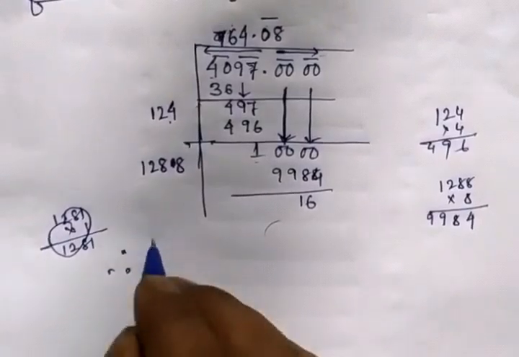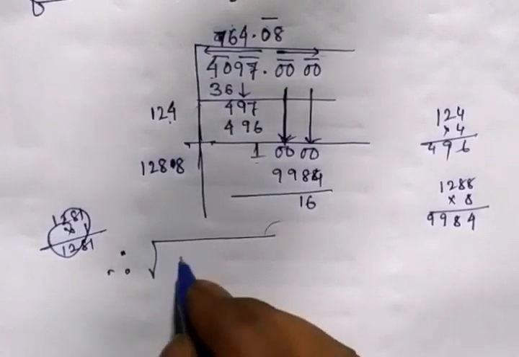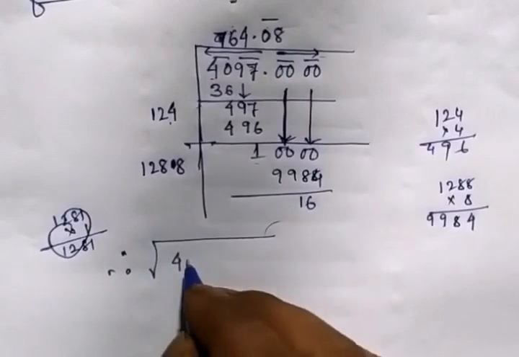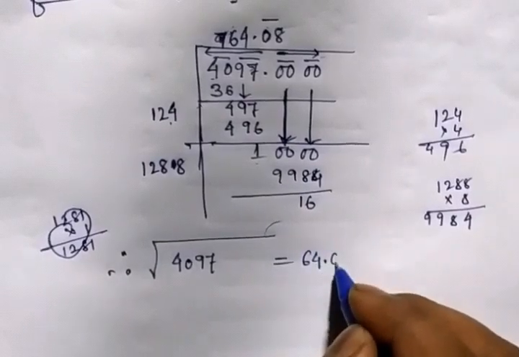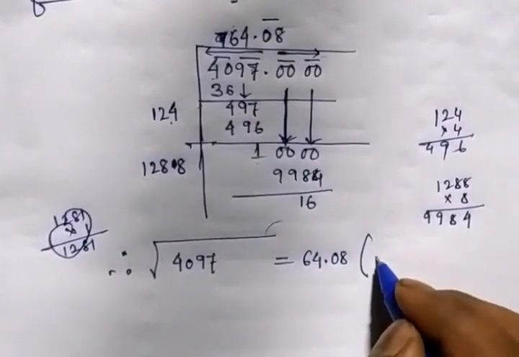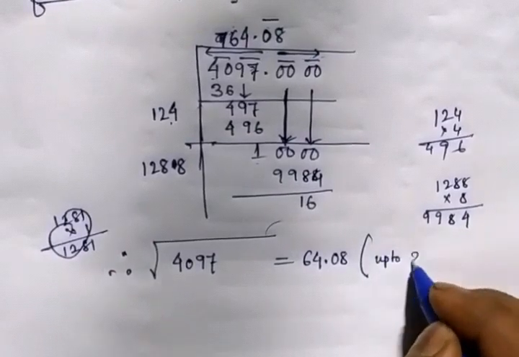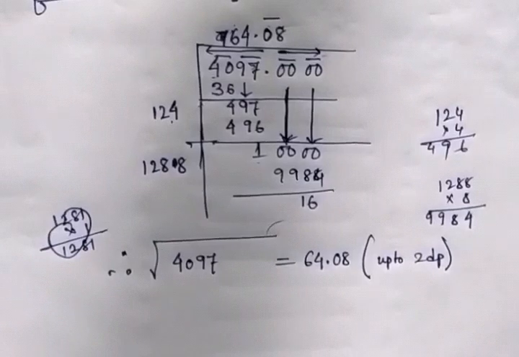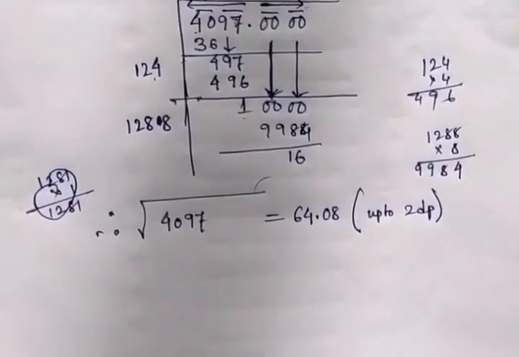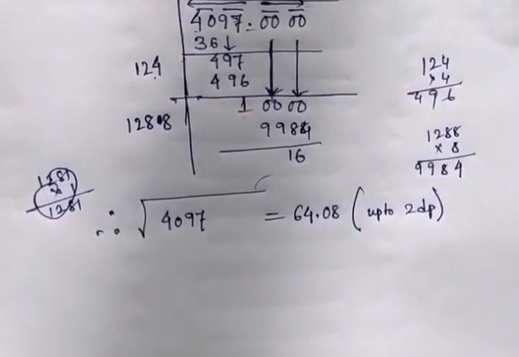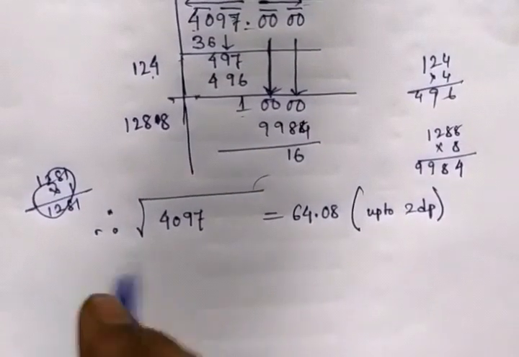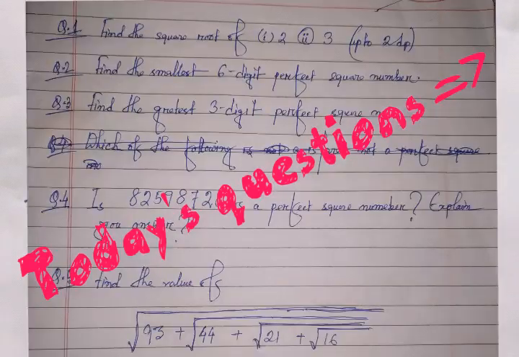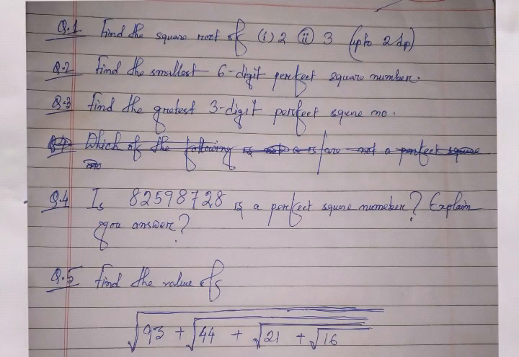Therefore the square root of 4097 is equal to how much? 64.08. It is not exactly equal, it is correct up to 2 decimal places. Similarly, we can find the square root of a decimal, because we already took the decimal here. So for decimals, the same rules apply. Okay. Next, I will give some questions about this.